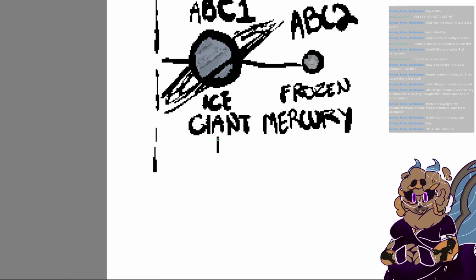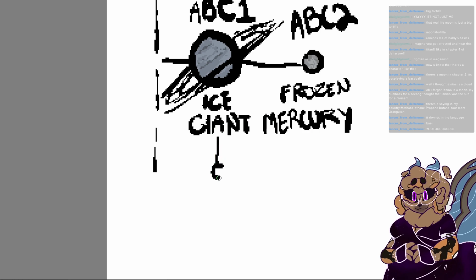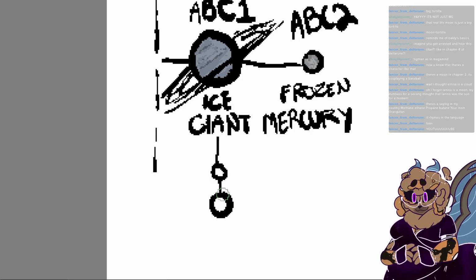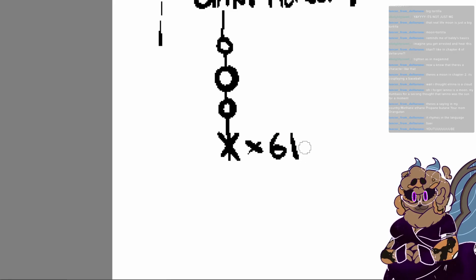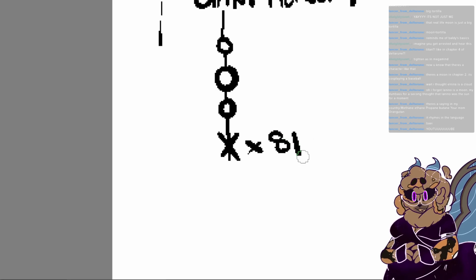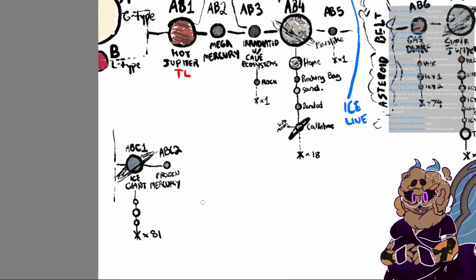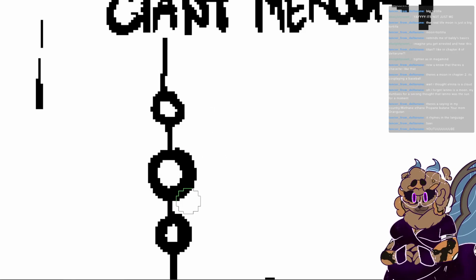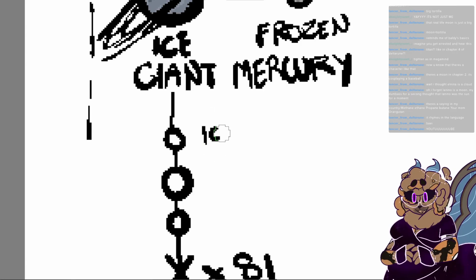The ice giant here. This is going to have, I'm going to say, 3 major moons. And then I'm going to give it... 61, no meme. Actually, I'm going to give it probably 81 asteroid moons, because it is way further out here, and is far more likely to capture them. So these are going to all be icy bodies.